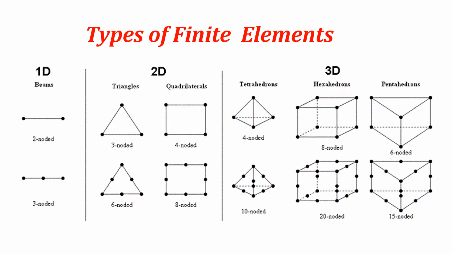While considering the 3D elements, we have tetrahedrons, which contain 4 noded as well as 10 noded elements, hexahedrons with 8 noded to 20 noded elements, and pentahedrons which constitute 6 noded as well as 15 noded elements.